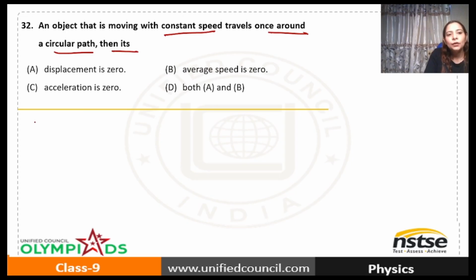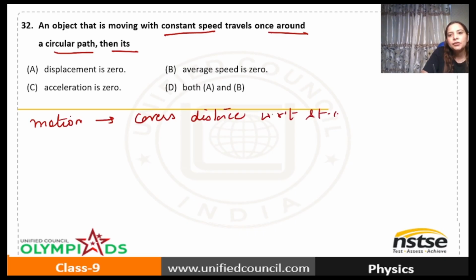Now let me tell you, what is motion? When a body covers a certain distance with respect to any stationary object or a reference point, or with respect to another object, then the body is said to be in motion. Motion is of different types. You have linear motion when a body is moving in a straight line. You have circular motion when a body is moving in a circular path.